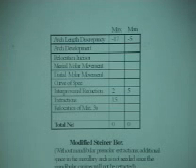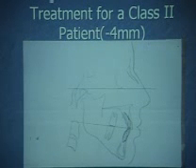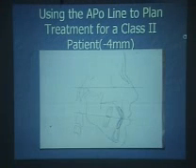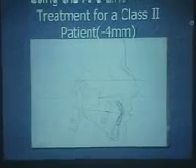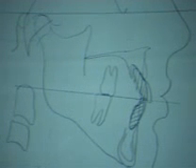I didn't do it. It makes much more work for you, much more uncertainty, and the patient suffers. And if you use the APO line to plan treatment in this class 2, you only need to move these incisors back 2 millimeters, for a total of 4 millimeters.